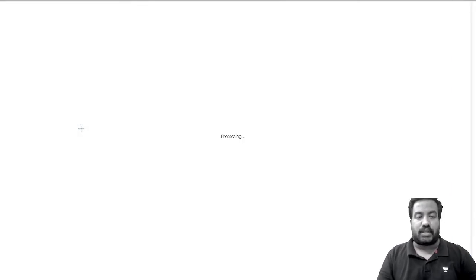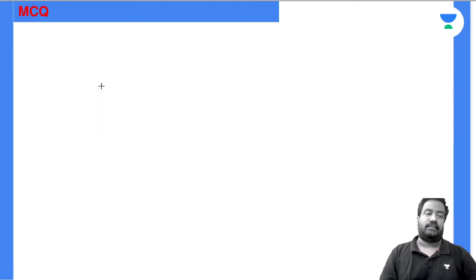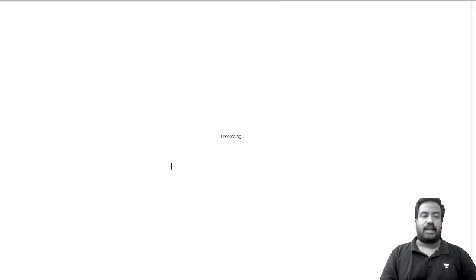These are questions on helical antenna. And a helical antenna is a dash antenna if it is operated in normal mode. As I told you, in normal mode it acts as a resonant antenna. These things we'll try to deal with in another class.